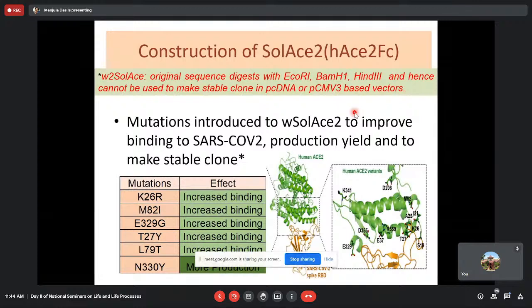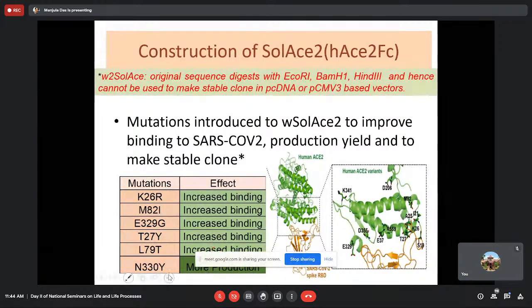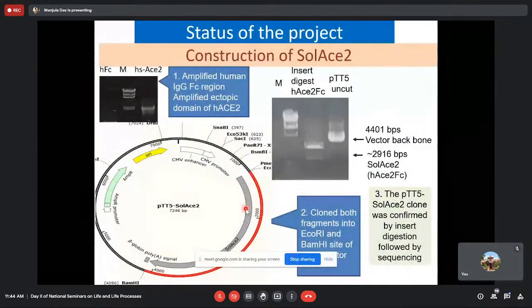So we introduced multiple mutations which increase the binding of ACE2 to the viral protein, as well as increase the production of the protein. This mutated recombinant protein, which we call Solase2, for soluble human ACE2, was synthesized and cloned in the pTT5 vector.